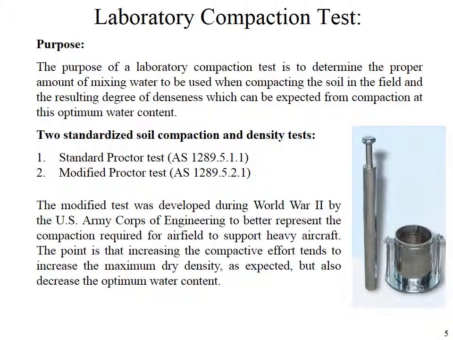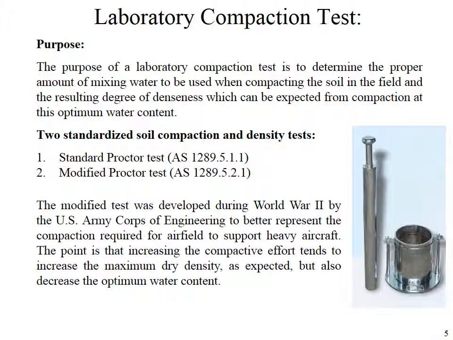Laboratory compaction test. The purpose of a laboratory compaction test is to determine the proper amount of mixing water to be used when compacting the soil in the field and the resulting degree of denseness which can be expected from compaction at this optimum water content. There are two standardized soil compaction and density tests which are normally used. That is, number 1, standard Proctor test, and number 2, modified Proctor test.